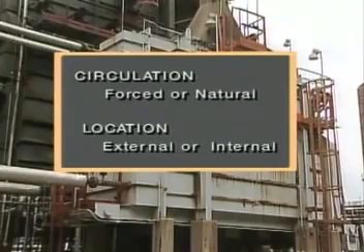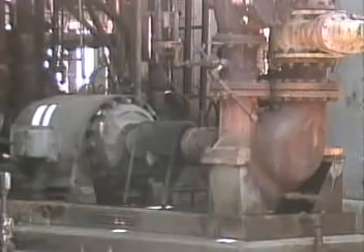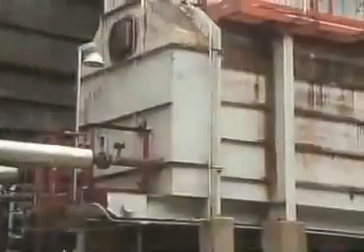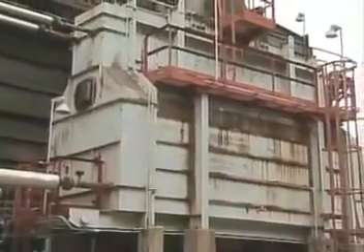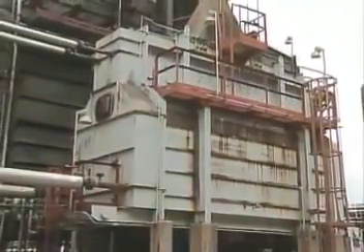Let's begin with a look at forced circulation systems. In a forced circulation system, a pump moves fluid between the tower and the reboiler. Furnaces like this one are sometimes used as reboilers in forced circulation systems. This type of furnace is known as a fired reboiler.